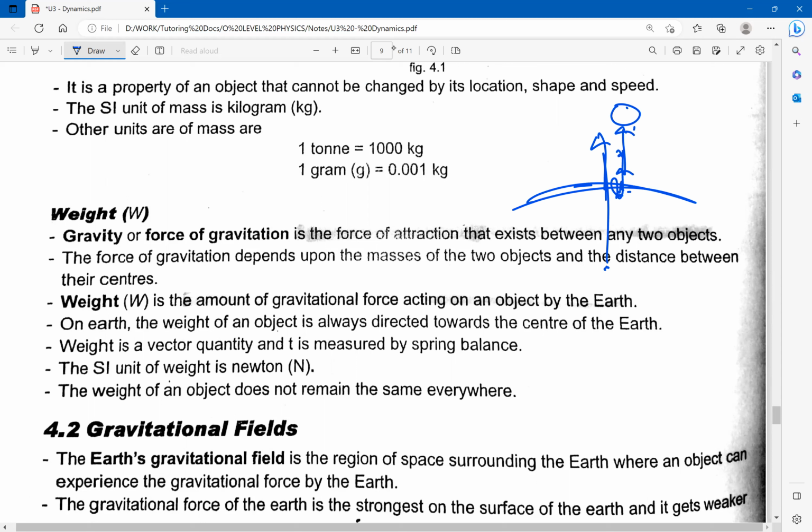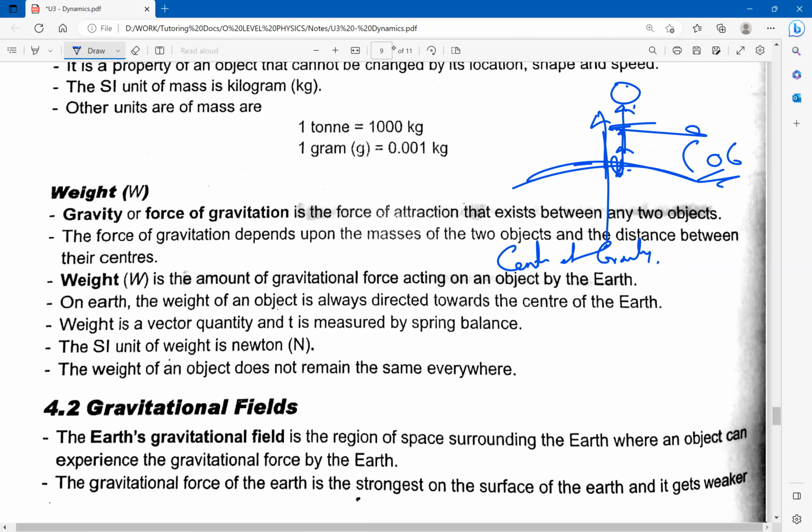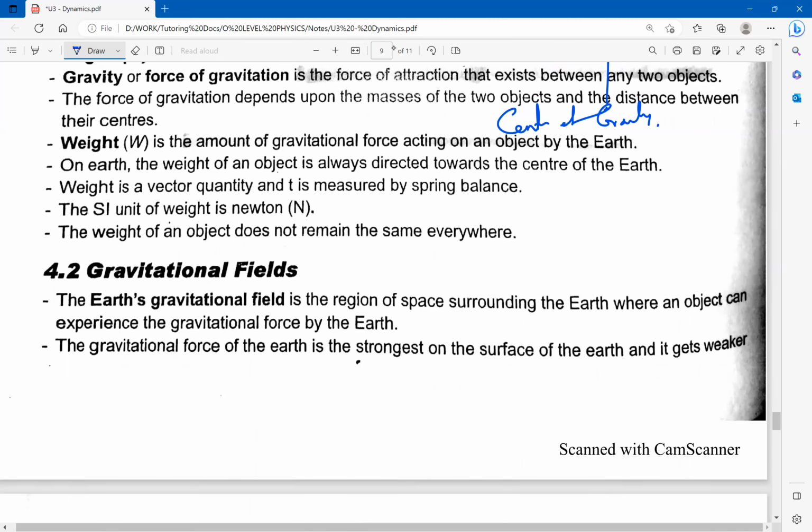So the center of every object is known as the center of gravity, or the center of mass. These are the two terminologies, okay? Earth's gravitational fields, let's look at what gravitational fields are. Field force: the fields of forces are the areas or regions around an object where there is force, and you can sort of feel the effect of that force.